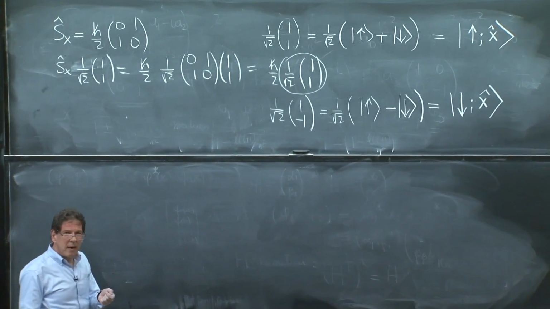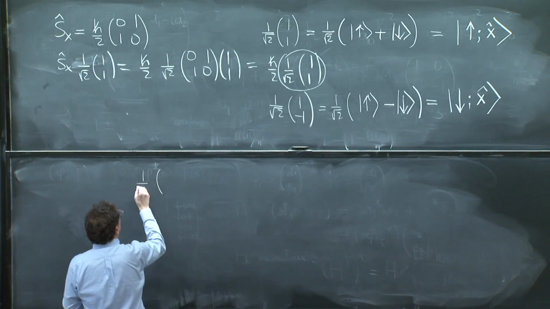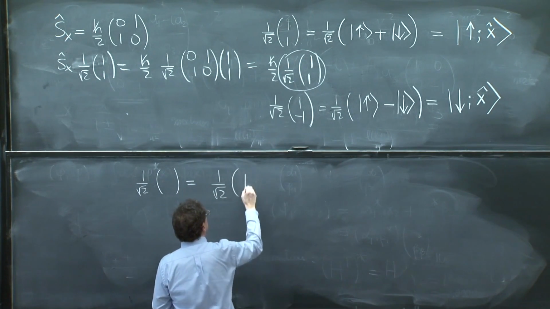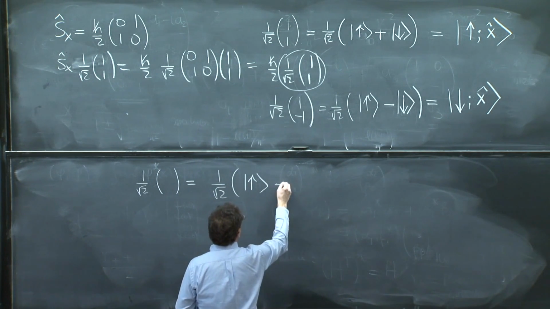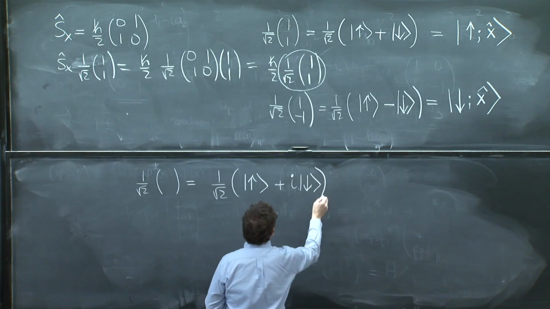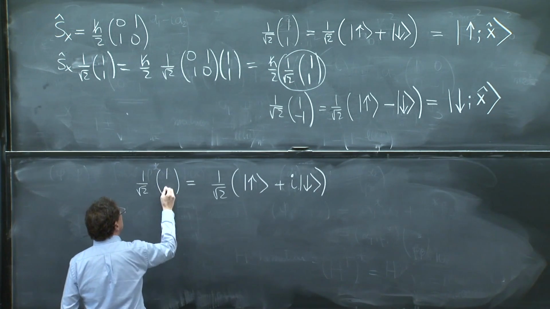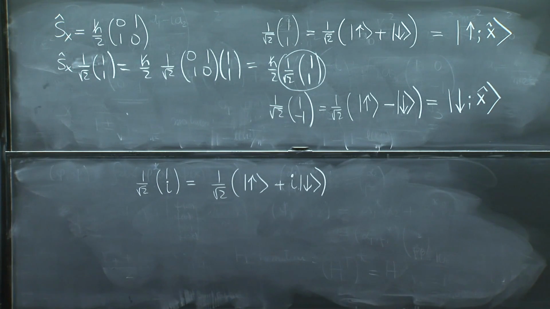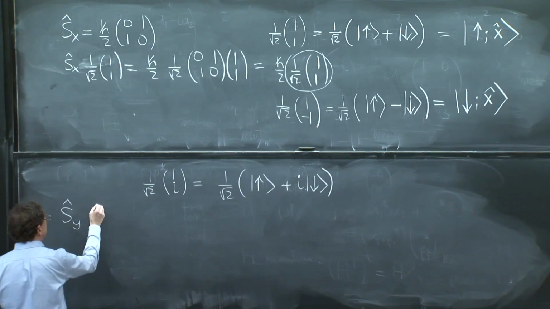But actually, we didn't run out of things to try. We could try a state of the form 1 over square root of 2, up, and then, you know, we've put a plus, but now we could put a plus i down. So this would be a state of the form 1, i. And what does it do? Well, let's see what it does with Sy.